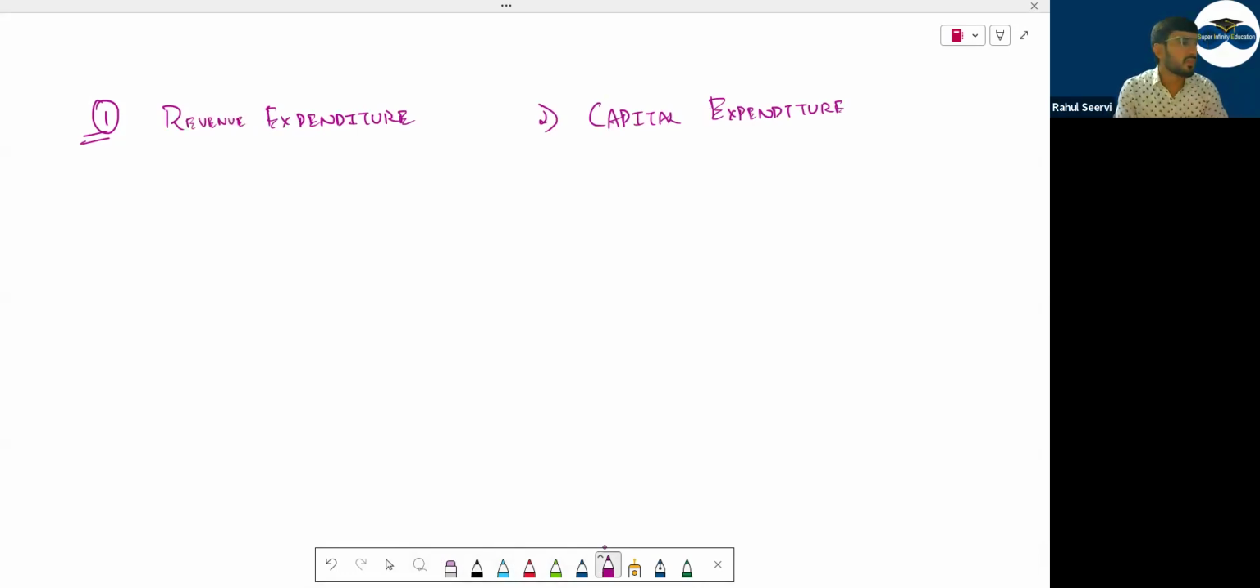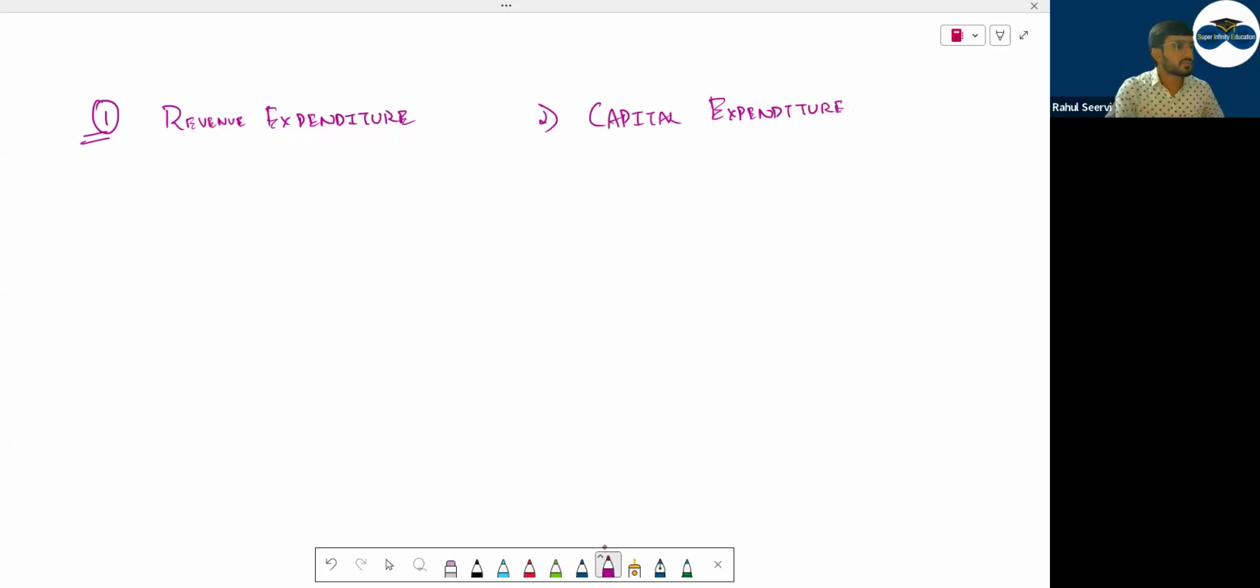Yes. Now what does this mean? Can anyone explain to me revenue expenditure and capital expenditure? What does revenue expenditure mean? What does capital expenditure mean? Have you covered this, or have you heard about these terms anywhere?